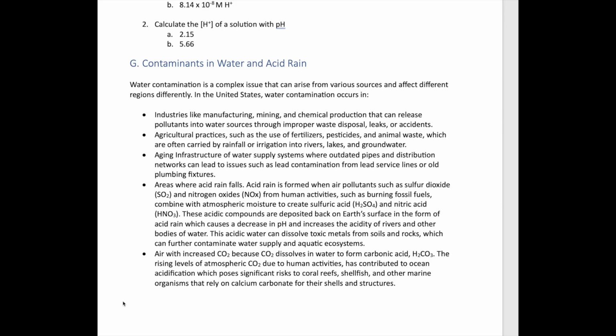Wrap up this chapter by discussing how water gets contaminated and how acid rain forms and contaminates our environment. This is a really complex issue, and there are different sources that cause water to be contaminated. So we're going to just briefly list them here. One of the major sources of water contamination is factories and industries, like manufacturing, all different types of plants.